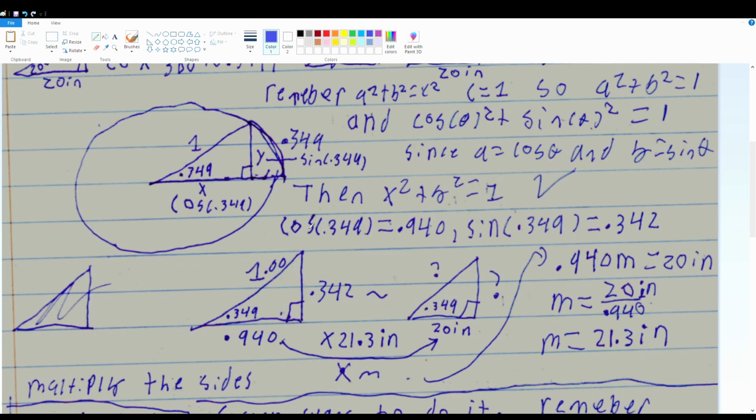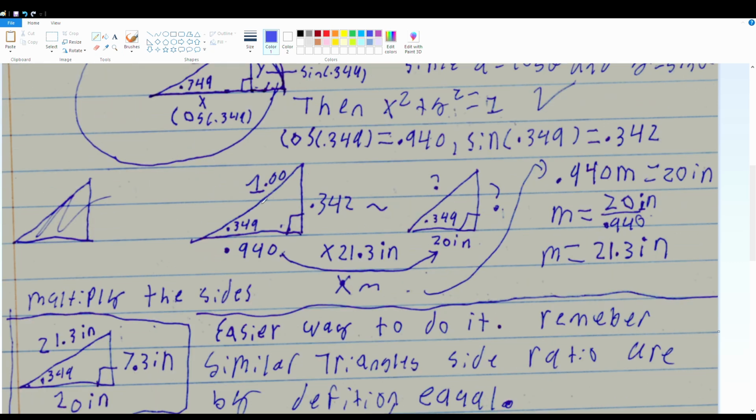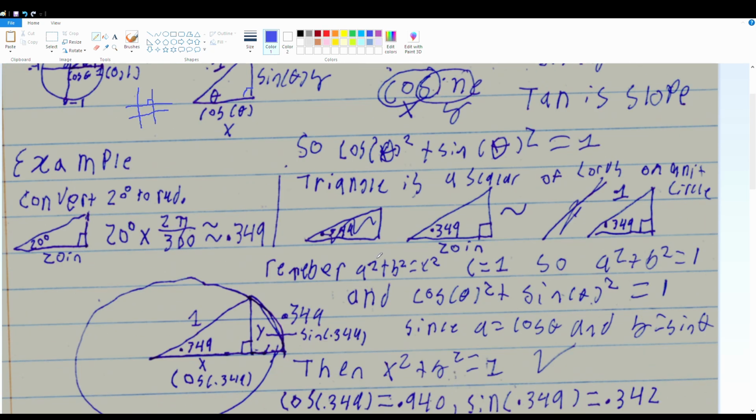And so when you actually compute cosine of 0.349, you get 0.940 something. And when you compute sine of 0.349, you get 0.342 something. And so then we can put these on here, right? This is going to be 1.00, 0.940, and 0.342. And now we know this is a scalar value of this.